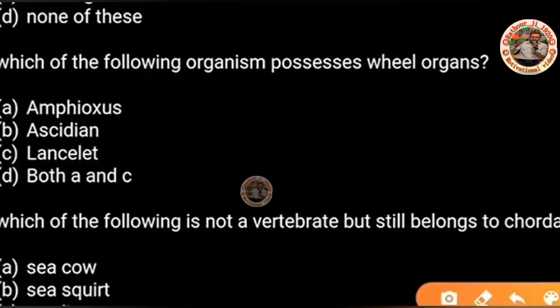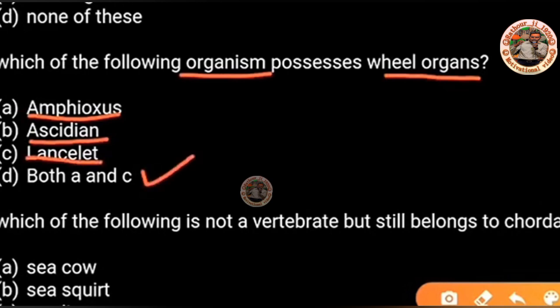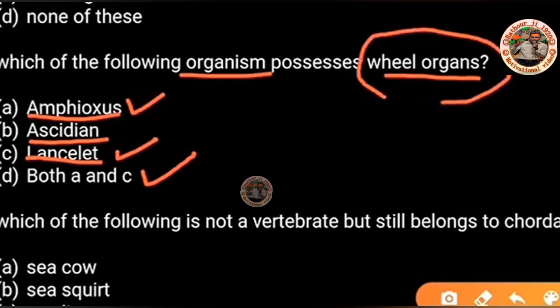Question 22. Which of the following organisms possesses a wheel organ? Option A, Amphioxus. Option B, Ascidian. Option C, Lancelet. Option D, A and C. So the right answer is D, both A and C. Amphioxus is the other name of lancelet, and they contain the wheel organ. This wheel organ creates water currents, and these water currents help to sweep the prey organisms into the mouth.